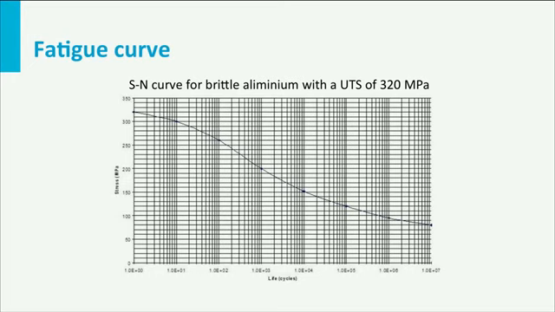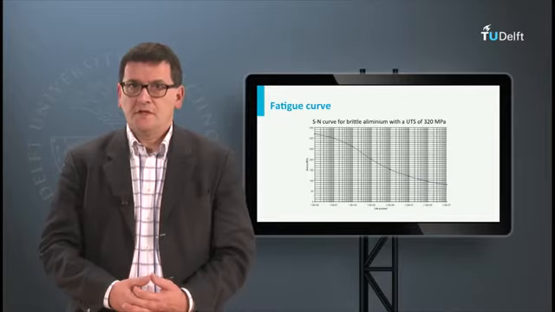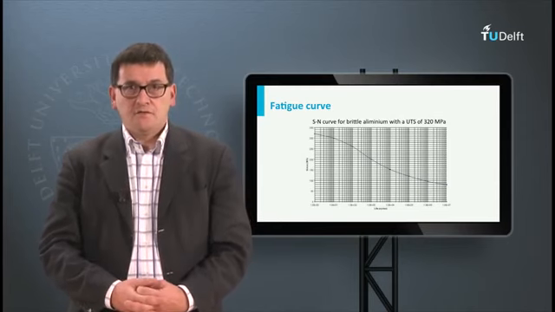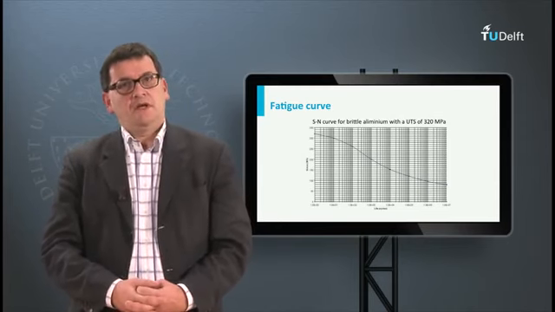At 1000 cycles, the failure stress is 200 megapascals, and at 10,000 cycles it is 160 megapascals, etcetera. Further increase in number of cycles results in lower failure stresses. This is the same as we experience with the paperclip experiment. So more repetitive loads reduce the maximum applicable load.